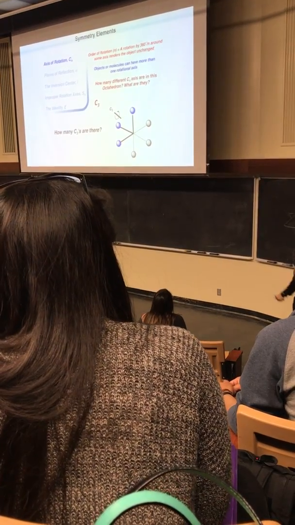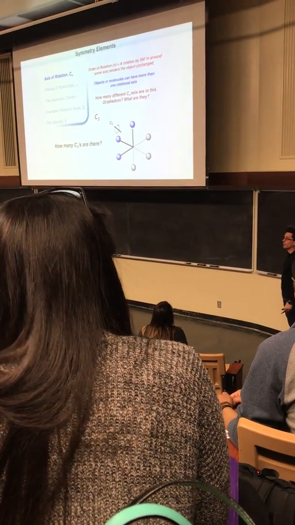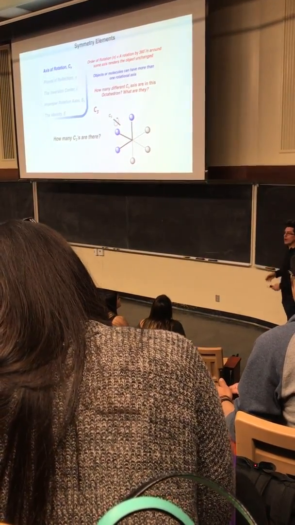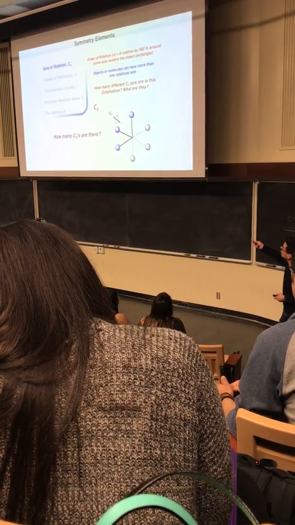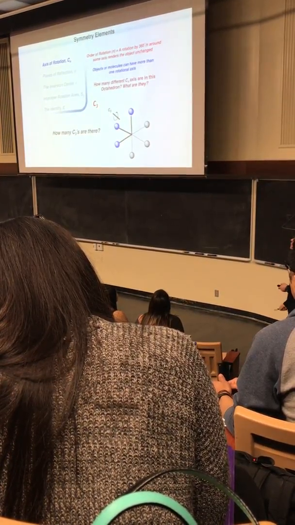And there'll be a C3 axis right down there. Okay? Does everybody see that? And then clearly, how many unique faces are there?